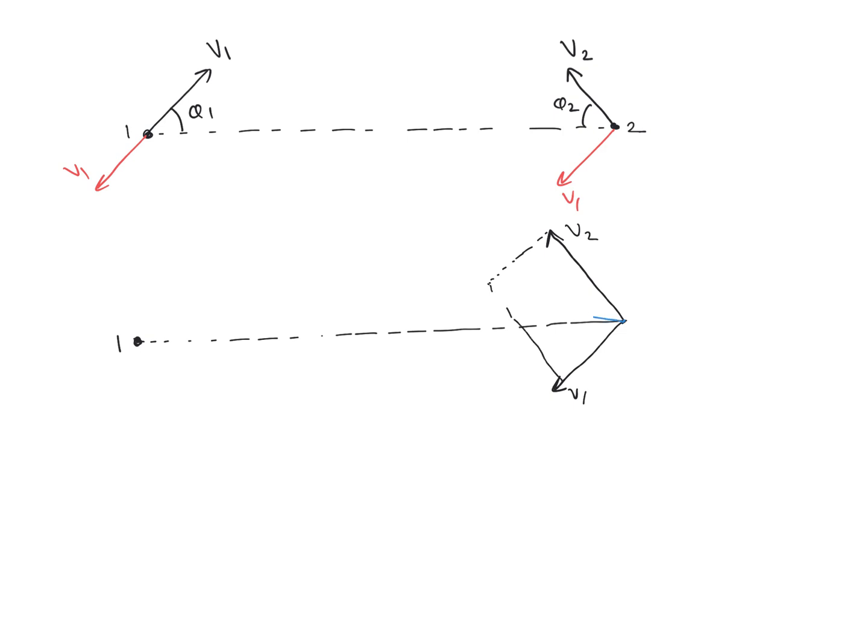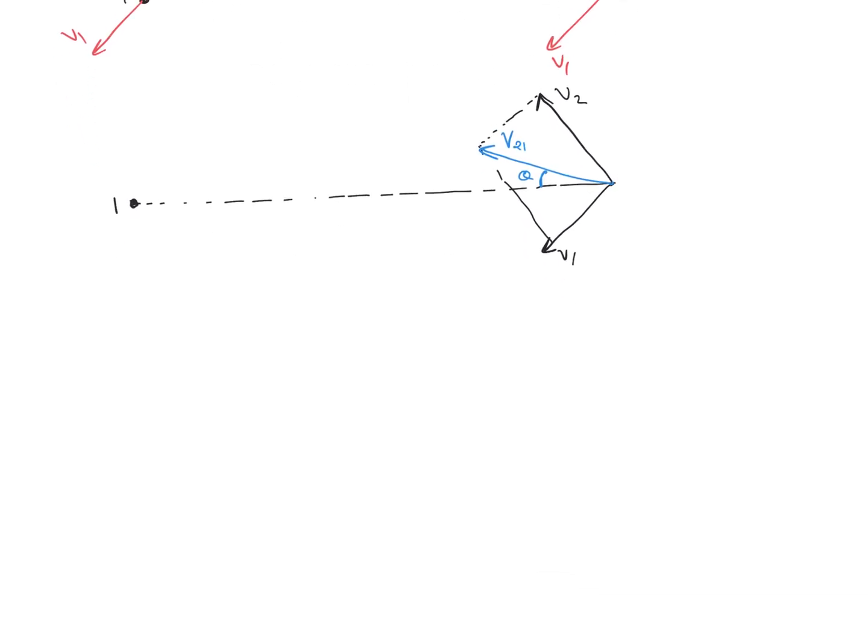Assume that the resultant vector is along this direction. Let's say this is v21, velocity of 2 with respect to 1, and assume that it is making some angle theta over here. So we can just consider that now the situation becomes, there is an object 1 which is at rest, and there is another object 2 which is moving with the relative velocity, which is v21, and it is making an angle theta over here.